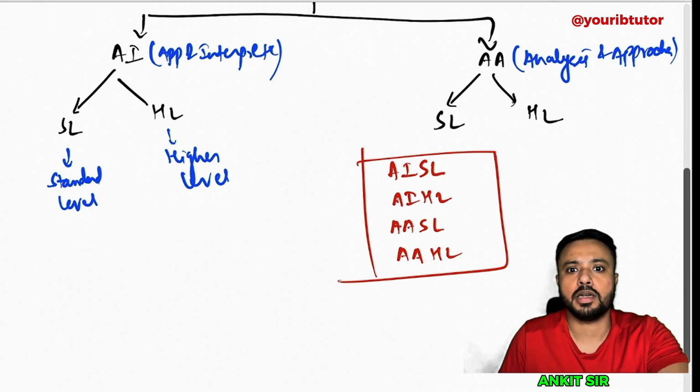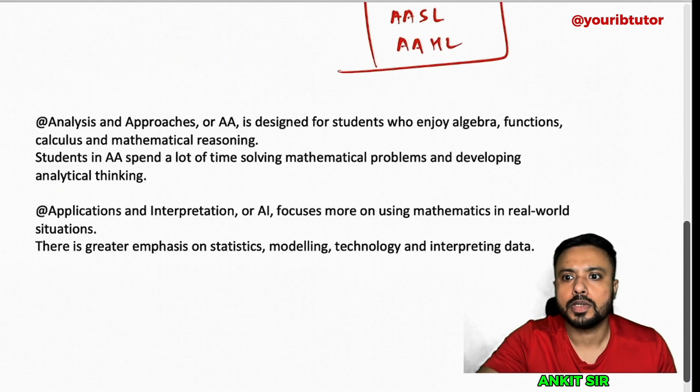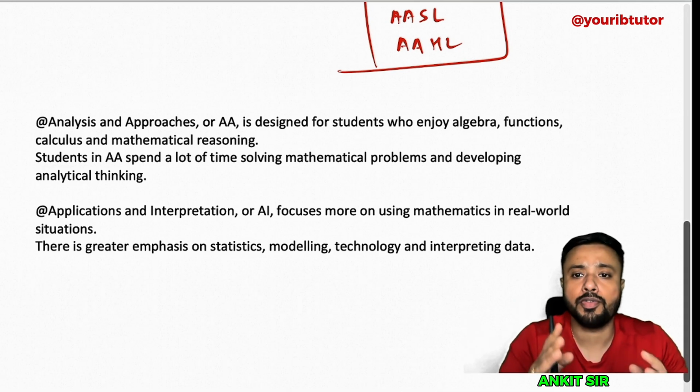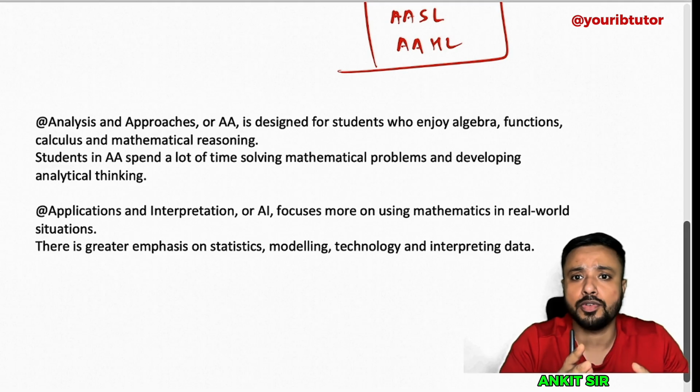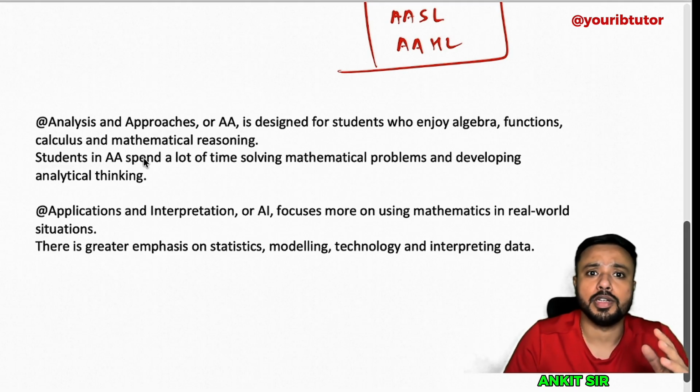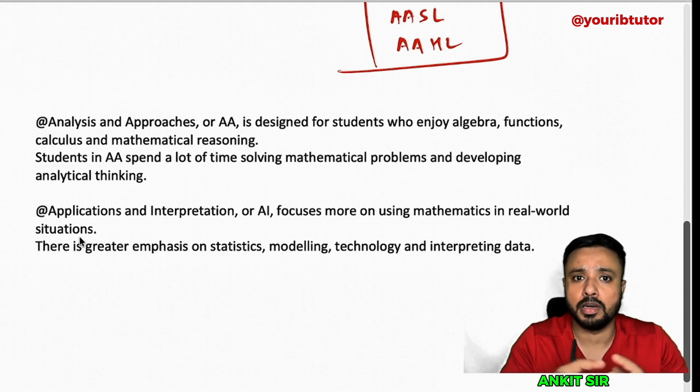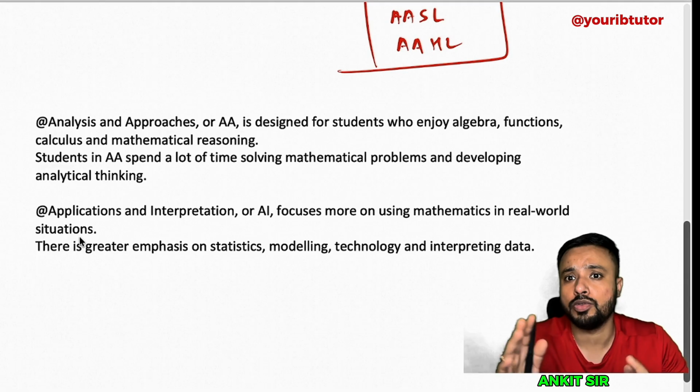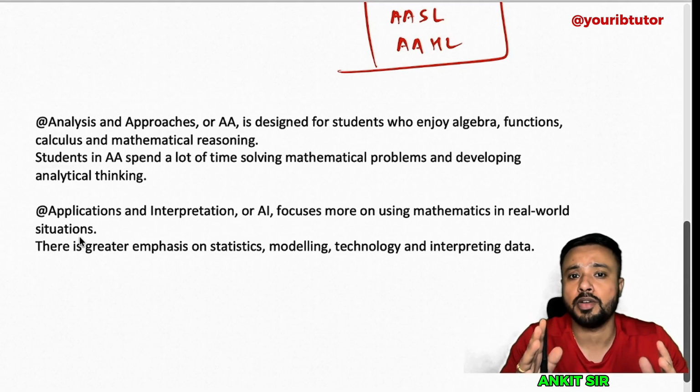Now let's get into each of them and understand which one will suit you best. Here I have made a simple breakdown first for AA and AI. Analysis and approaches, which is AA, is designed for students who enjoy algebra, functions, calculus, and mathematical reasoning. Students in AA spend a lot of time solving mathematical problems and developing analytical thinking. Whereas applications and interpretation, which is AI, focuses more on using maths in real world situations. There is greater emphasis on statistics, modeling, technology, and interpreting data.